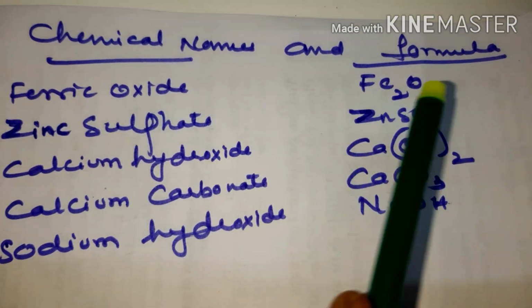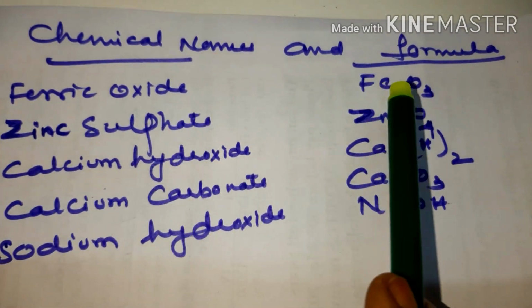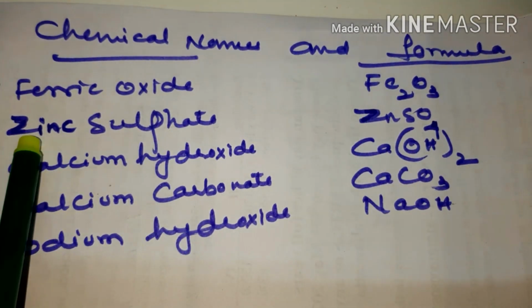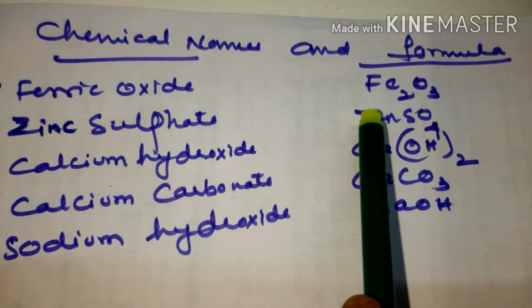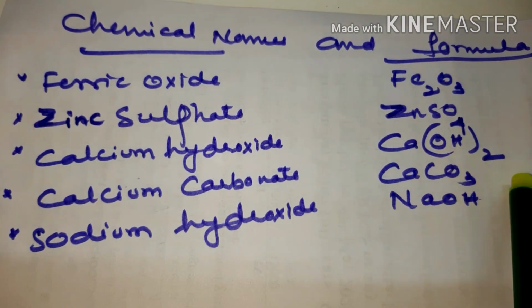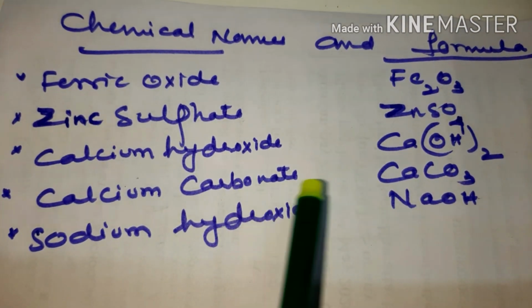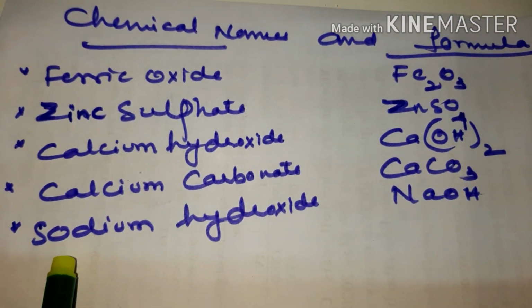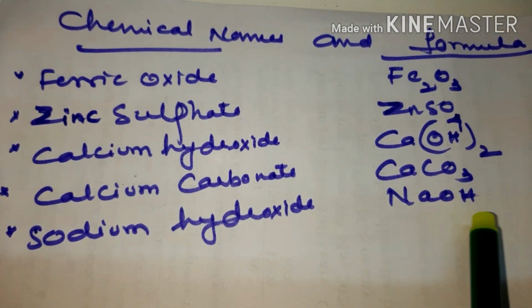Few more chemical names and formulas. Ferric oxide, Fe2O3. Zinc sulfate, ZnSO4. Calcium hydroxide, Ca(OH)2. Calcium carbonate, CaCO3. Sodium hydroxide, NaOH.